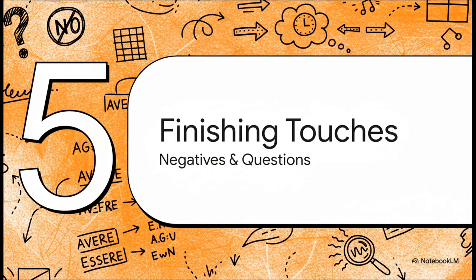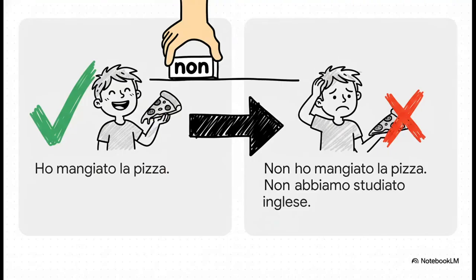Now it's time for the finishing touches, the stuff that makes your sentences sound even more natural. We're going to look at how to make things negative, how to ask questions, and how to add some extra detail with adverbs. Okay, making a sentence negative, honestly, it could not be easier. All you do is add one tiny little word, non, and you put it right before the helper verb. That is it. So ho mangiato becomes non ho mangiato. Nothing else in the sentence has to change. It's just so clean, so simple, and it works the same way every single time.